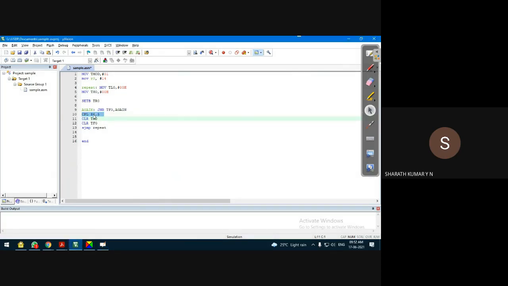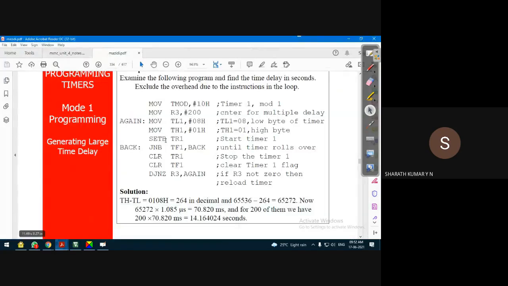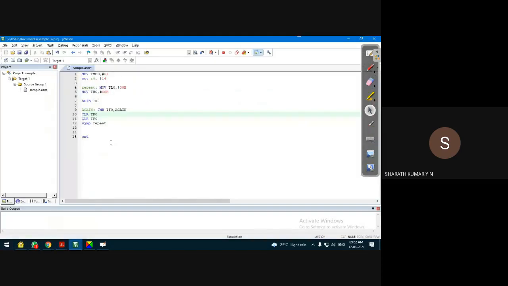Where this bit should be: if you see the program, this complement operation should be done after executing the program for 14 times. So it is not shown here, of course. So in that case, I'll write here.